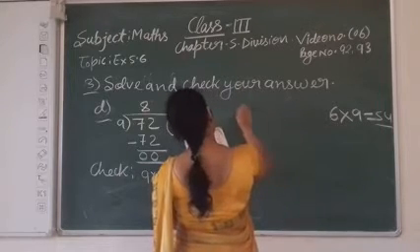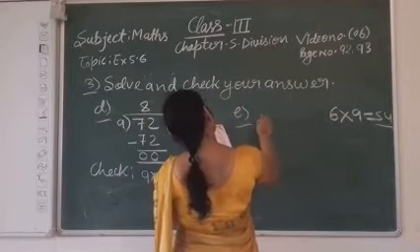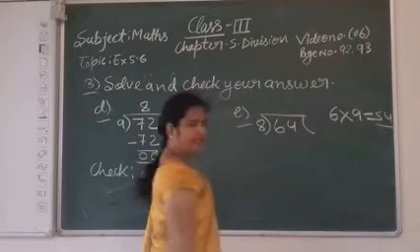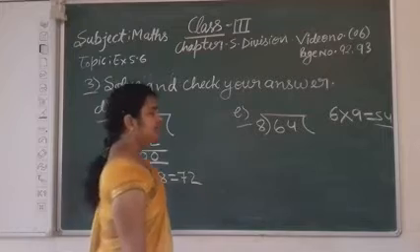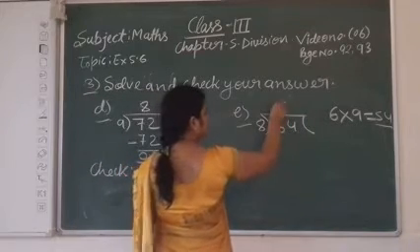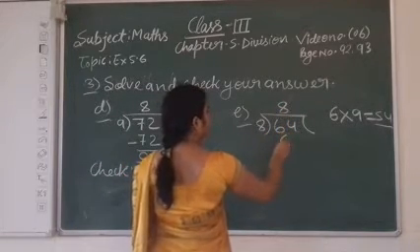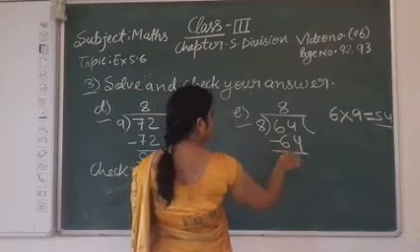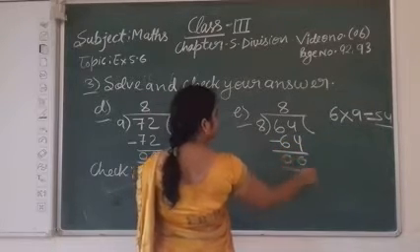Now the E part is 64 divided by 8. Read the table of 8. How many times do you get 64? 8 8s are 64. So write 64 under the dividend. Subtract: 64 minus 64 is 0.